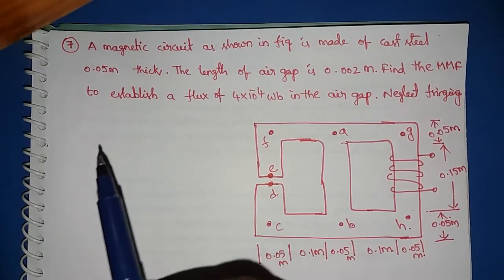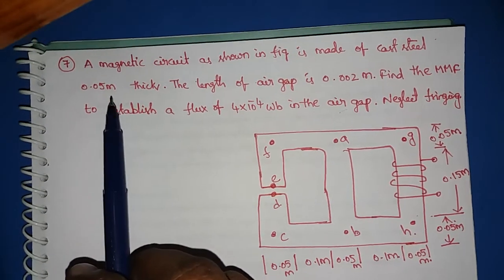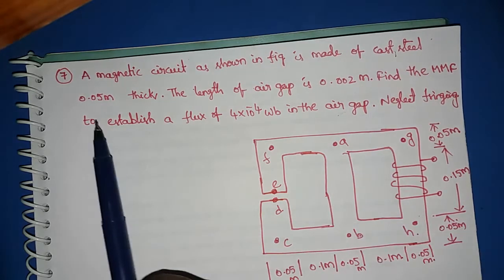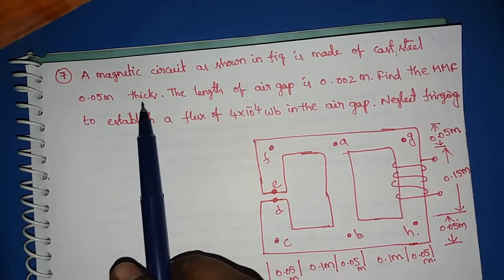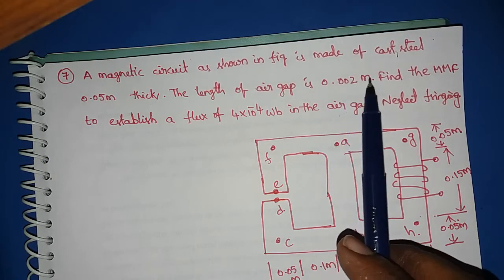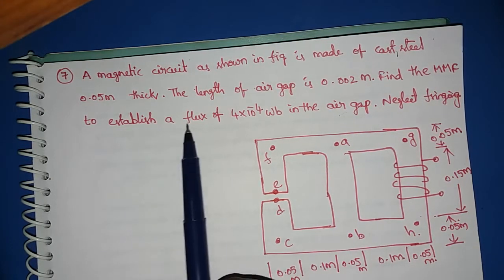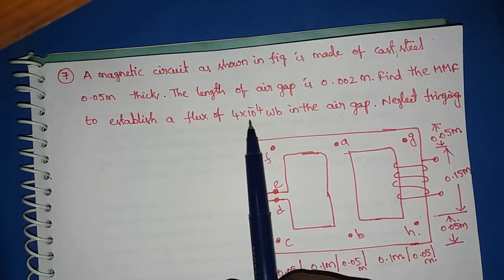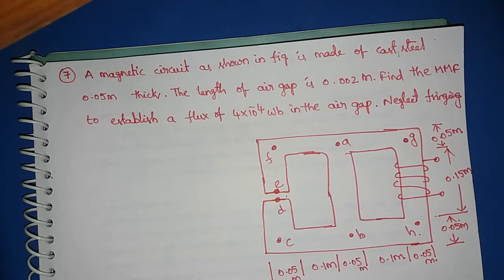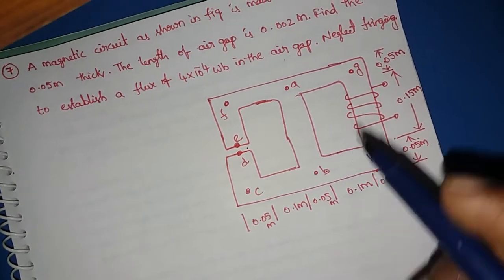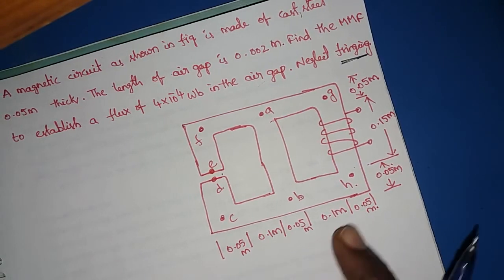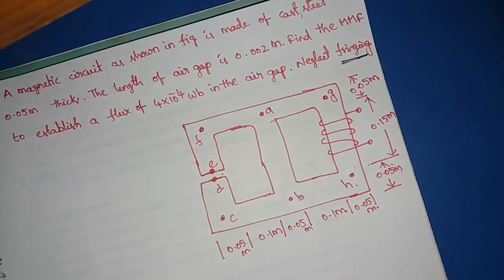Yeah, one more problem is here, that is a magnetic circuit as shown in the figure, made up of cast steel 0.05 meters thick. The length of the air gap is 0.002 meters. Find the MMF to establish a flux of 4 into 10 power minus 4 Webers in the air gap. Neglect fringing. So I will discuss what is fringing in the next video. Okay, so here this is the problem as given.